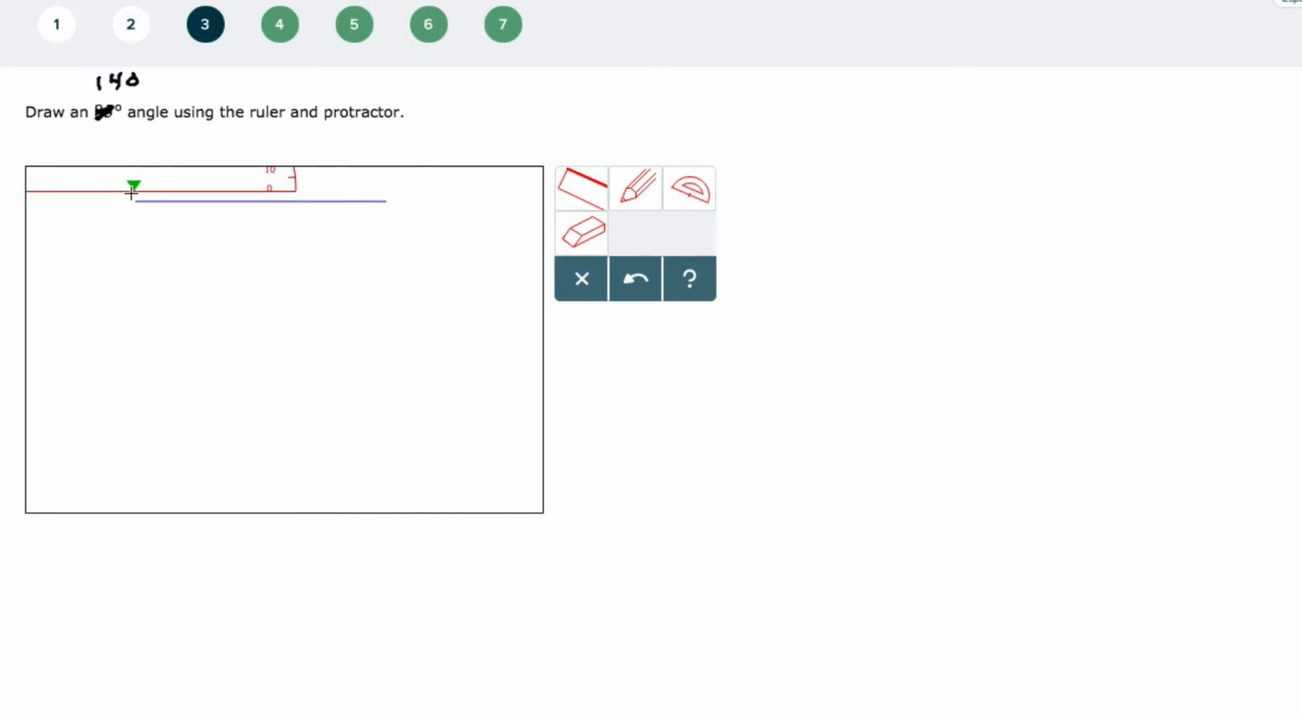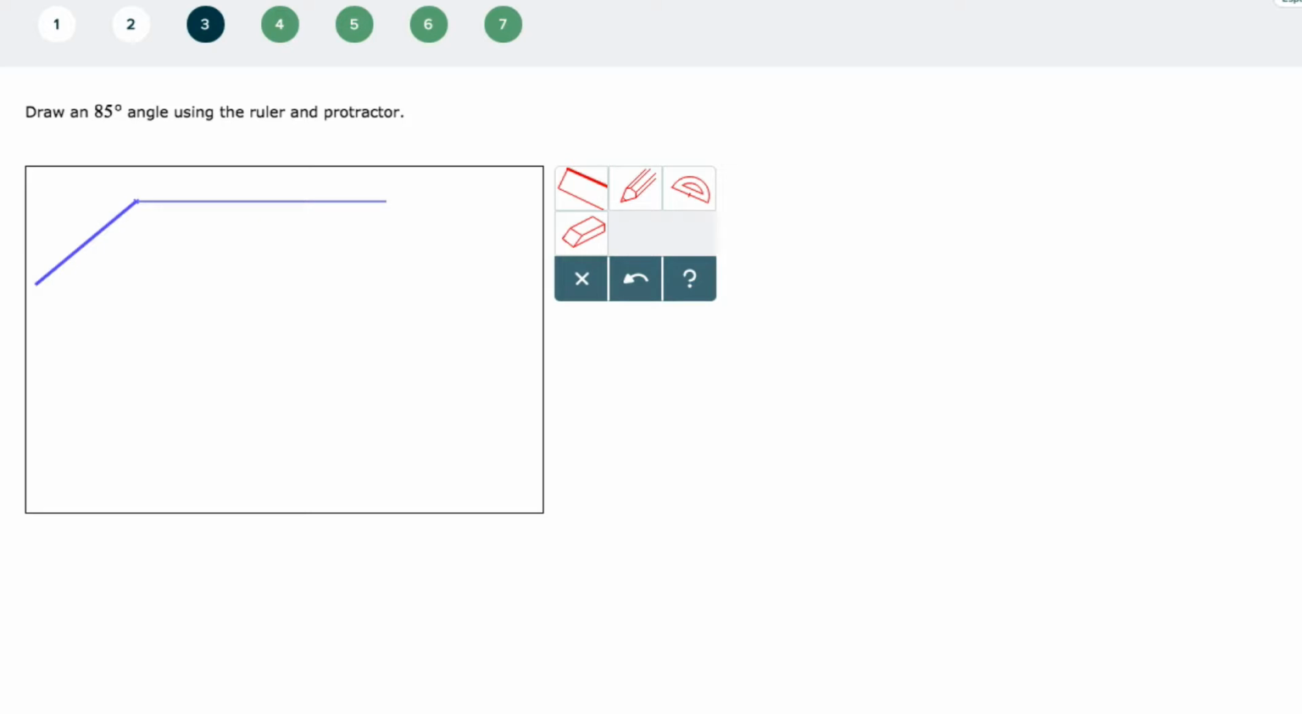Then I get my protractor and put it on the edge of the line. And then I just move the protractor until I get to 140 degrees. Just like that. And then click again to lock it. And then use the pencil to draw the rest of the angle. And that would be 140 degrees.